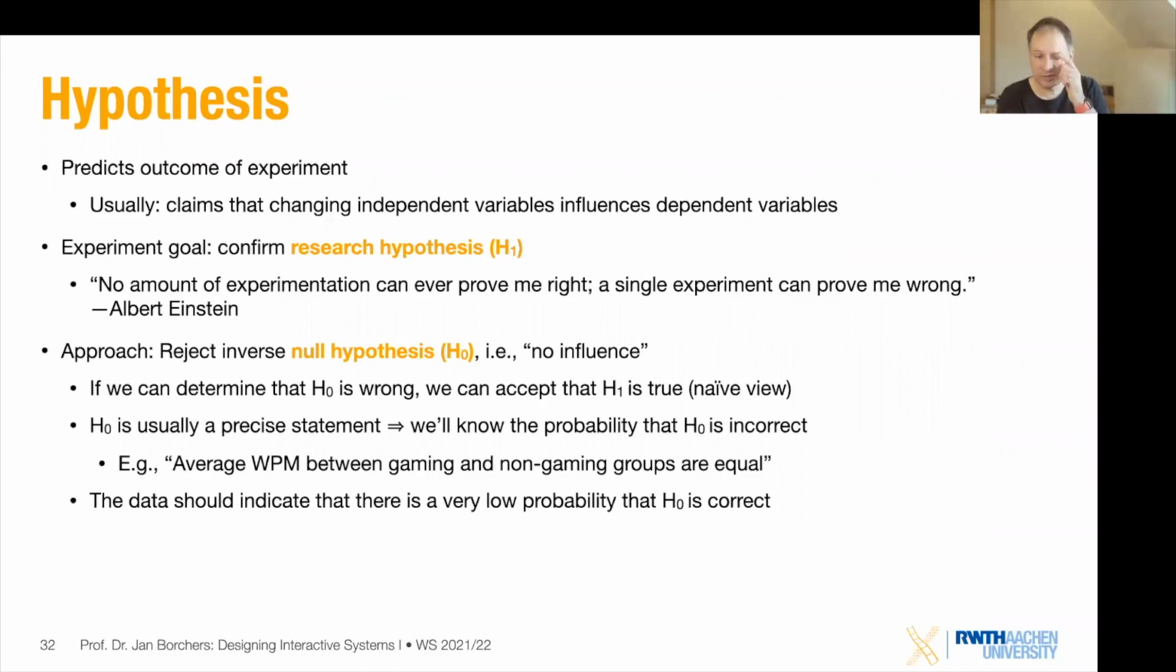H0 is usually a very precise statement, and we will actually know the probability that H0 is incorrect. For example, with these gaming, non-gaming things, our H0 would be the average words per minute between gaming and non-gaming groups are equal. And then our data, that's our H0, which we will then reject by showing that our data indicates that there is an extremely low probability that H0 could still be correct.